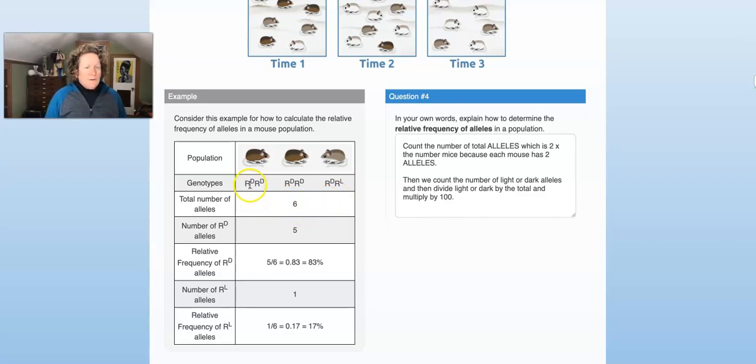We can count the dark alleles, 1, 2, 3, 4, 5. If we want to know the frequency or the relative frequency of dark alleles, we take 5 dark alleles over the total number of alleles, that's 6, which is equal to 0.83 or 83% when you multiply times 100.